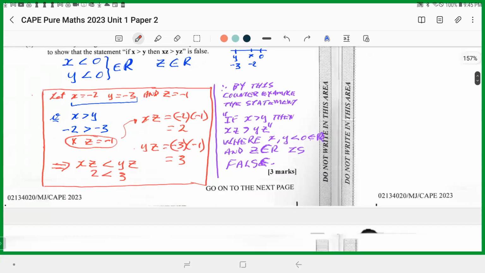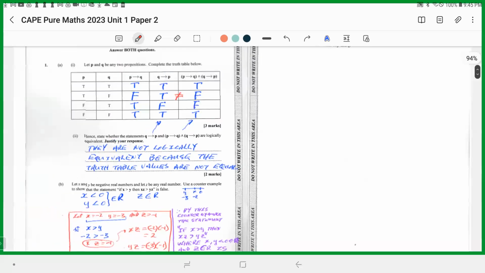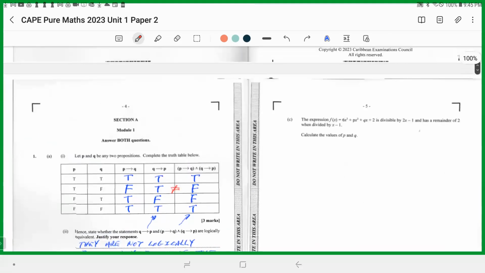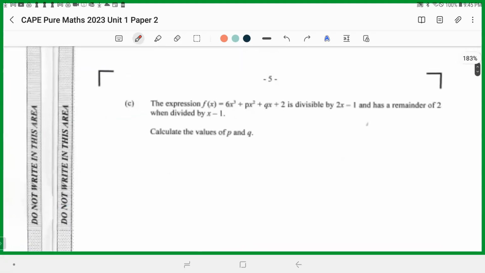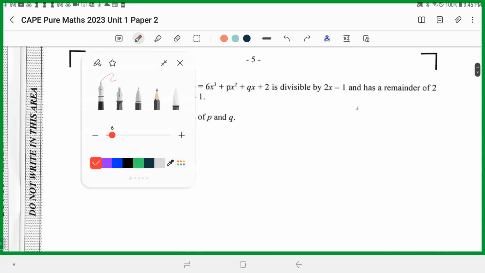Let's move on. And this is just an example. You don't have to be this particular way. So this paper is kind of scanned side by side. So the next question is over here, which is polynomials. All right, let's go.